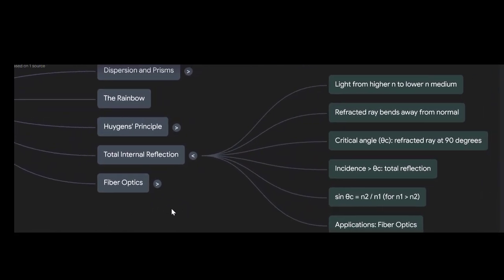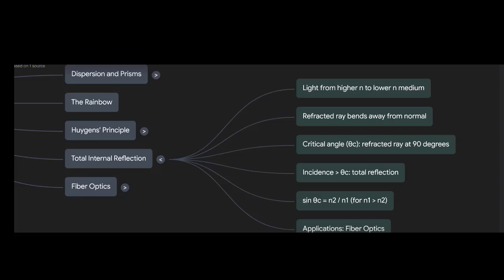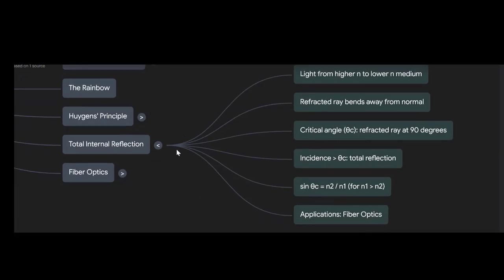Okay, now for something really cool. Total internal reflection. Sounds like light getting trapped. That's exactly what it is. It happens under specific conditions. You need light trying to go from a denser medium, higher n, to a less dense medium, lower n. Like from water trying to get out into air, or glass to air.